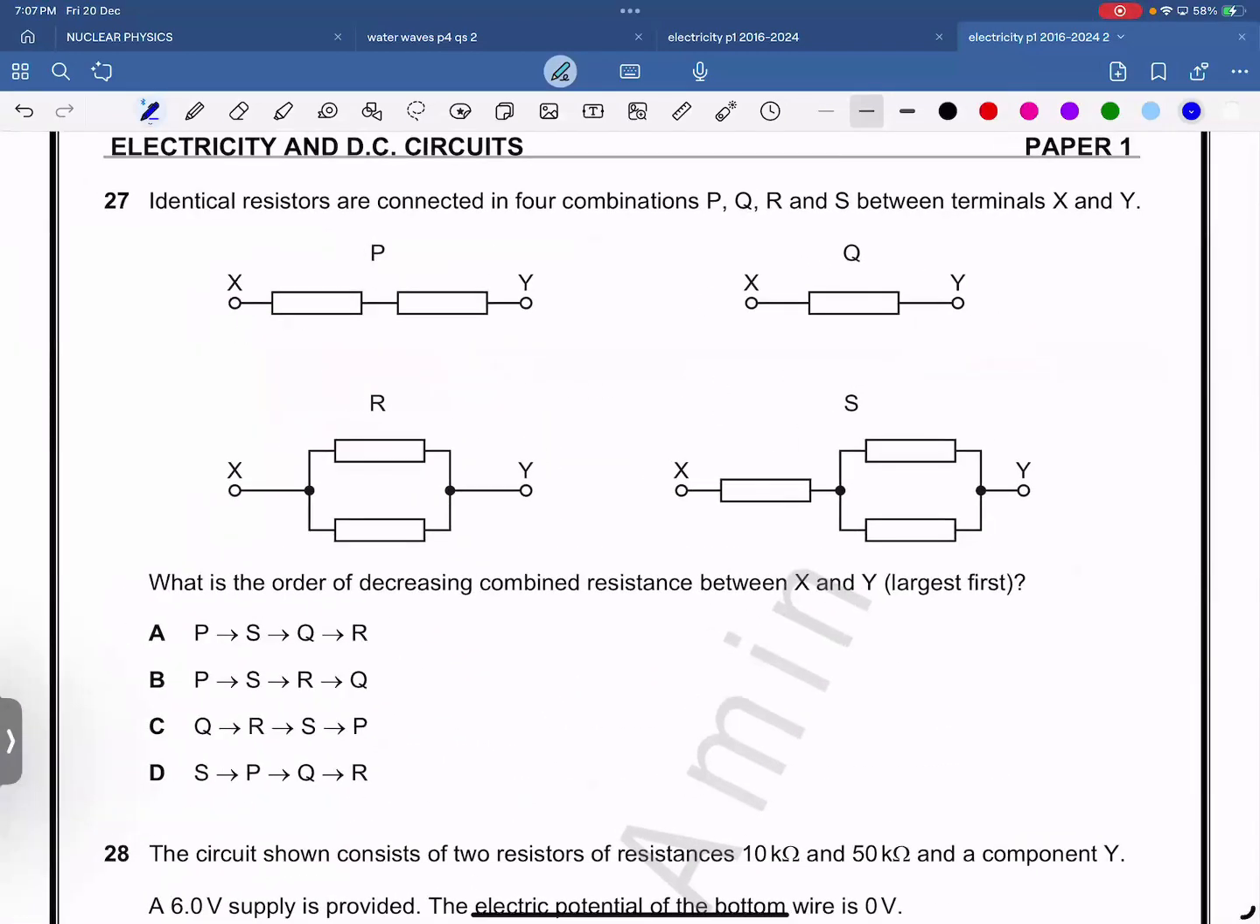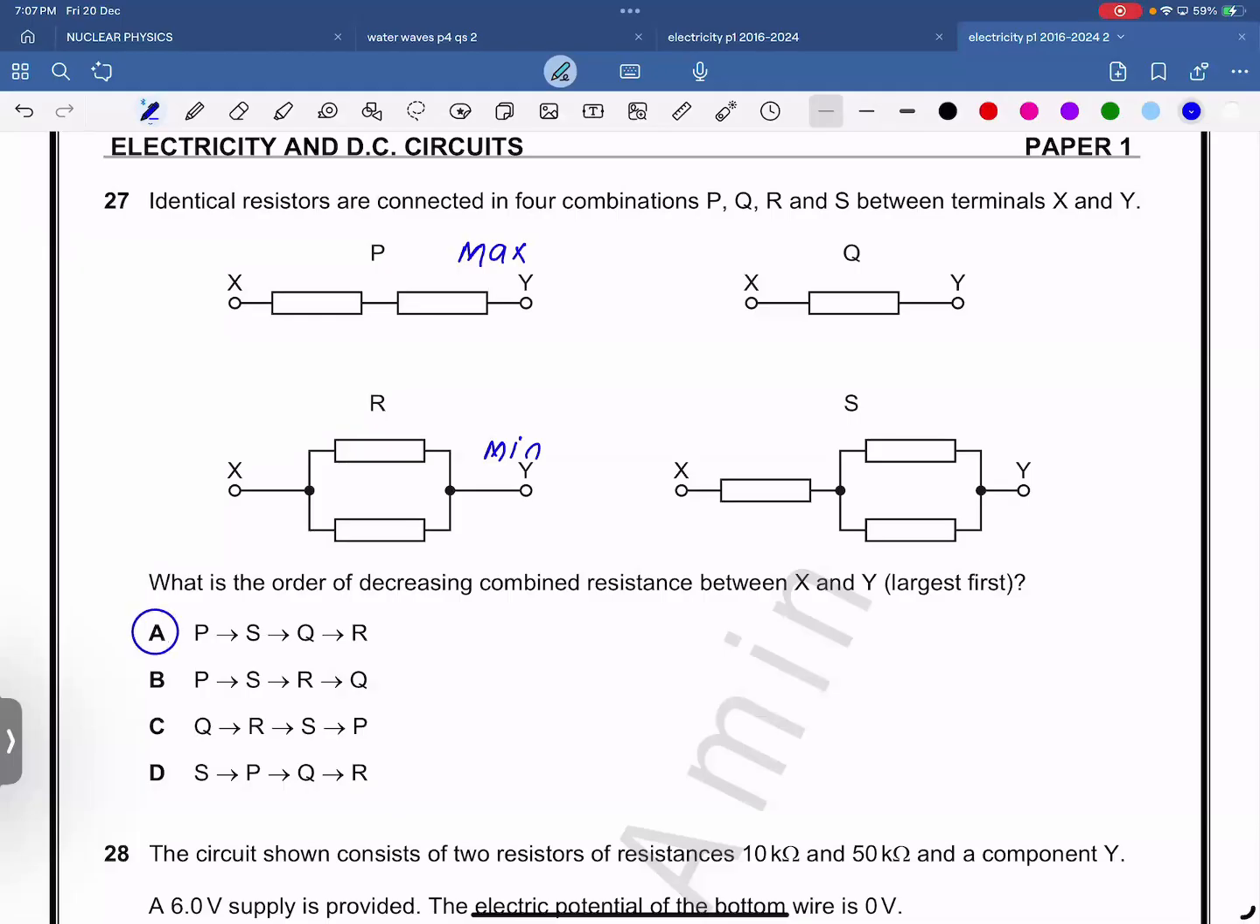Easy. There are two ways to solve this question. One is your general knowledge. Other is assuming the numbers. What do you want? Assuming numbers or just your knowledge? Okay, both ways. Numbers I will do. Knowledge says series is maximum. The parallel is minimum. So this one is minimum, yes? And the series is maximum. Maximum is P, minimum is R.